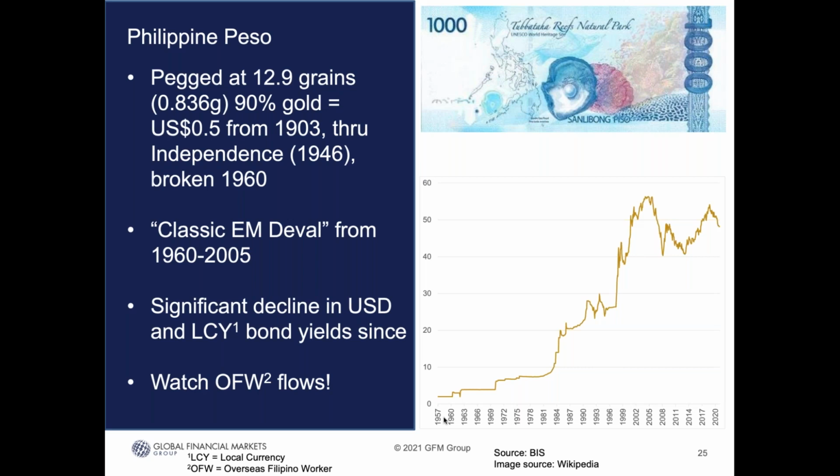A main driver of anything having to do with the Philippines' current account, you cannot ignore the term OFW, which stands for Overseas Filipino Worker. The Philippines has a lot of its citizens going and working overseas in all sorts of different jobs and sending home remittances, and those in a typical year will be 10% of the Philippines' GDP. That is one of the reasons why Philippine banks have some of the highest Tier 1 capital ratios on the planet, simply because all of those flows come back, and the banks are very, very well capitalized.